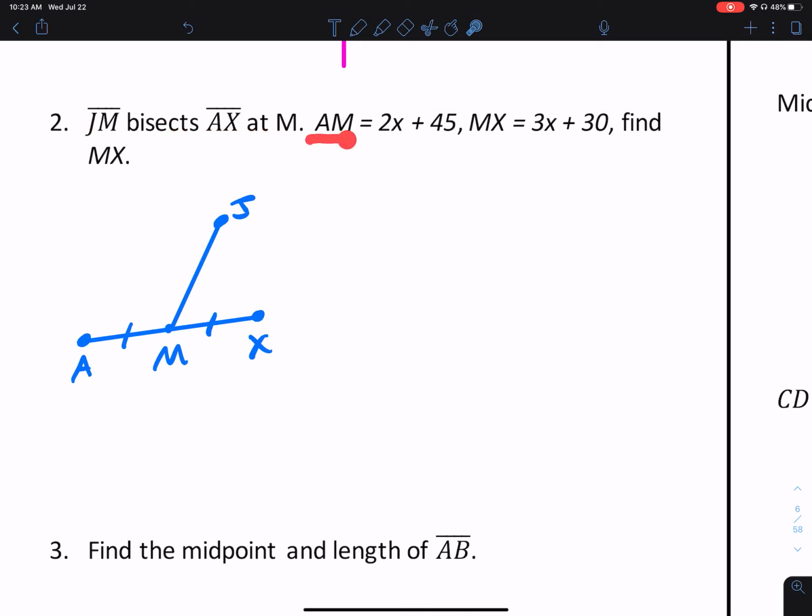Second sentence, the length of AM is 2x plus 45. I'm going to put that right here. The length of MX is 3x plus 30. I'm going to put this right here. Find the length of MX. Let's not worry about what the question's asking right now. Let's focus on making an equation. Our picture clearly shows that M is the midpoint because segment AM is congruent to segment MX. Therefore, AM is going to equal MX.